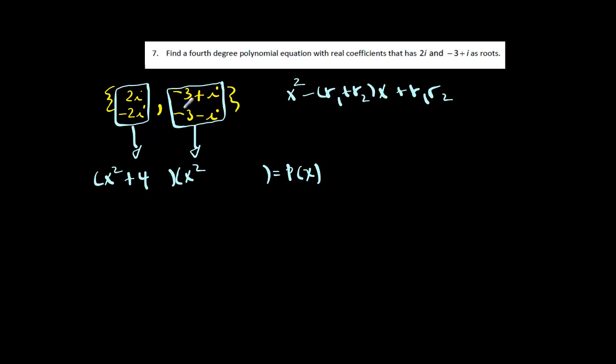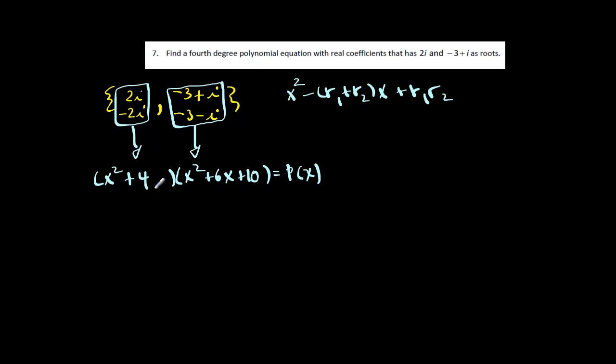Over here, if I add them together, I get -6, so the opposite of that is +6. And if I multiply these together, I get 9 minus i squared. So 9 plus 1 is 10. So there's my quadratic for that.